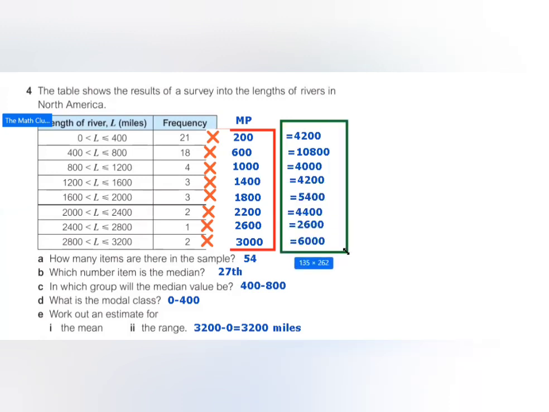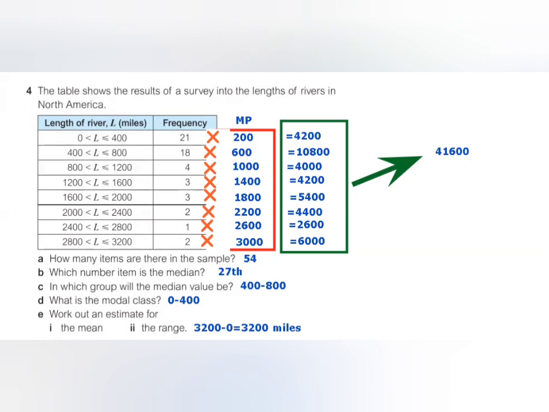And then after multiplying, you come to the answers of multiplying, which are here. You add them all together. So I'm going to add all of these together, and the answer will be 41,600. So after we got the multiplying products from the midpoints and the frequencies, I'm going to add all of them together.